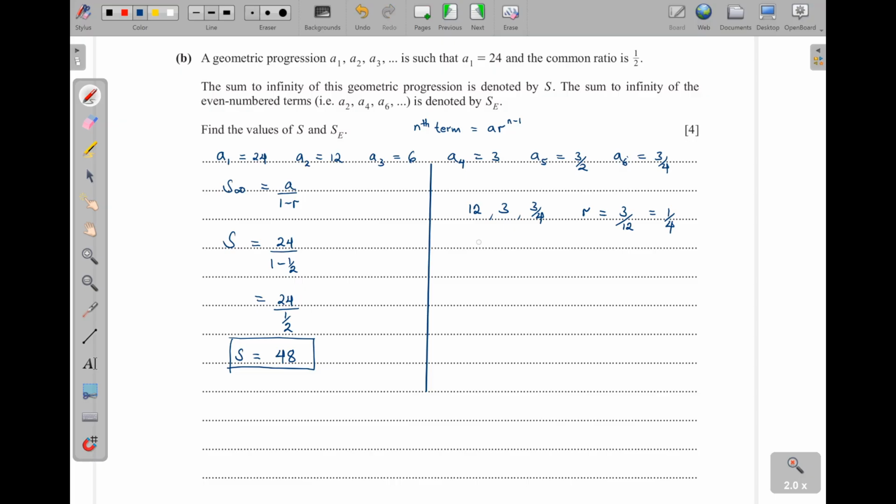So in here, now the first term has changed. It is 12. And then the common ratio is a quarter. So SE, the sum to infinity of those even numbered terms, is going to be A, which is 12, then divide by 1 minus, this is a quarter. So we shall have 12, then divide by 3 over 4. The 4 will come up here and then multiply with the 12. Then that one will give us 48. Then divide by 3. That one will give us 16. So that means SE is equal to 16. That is that.